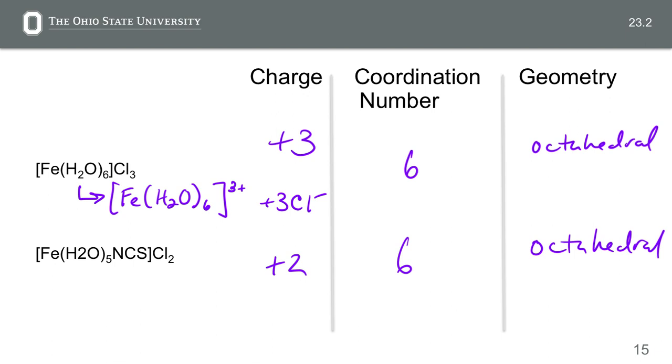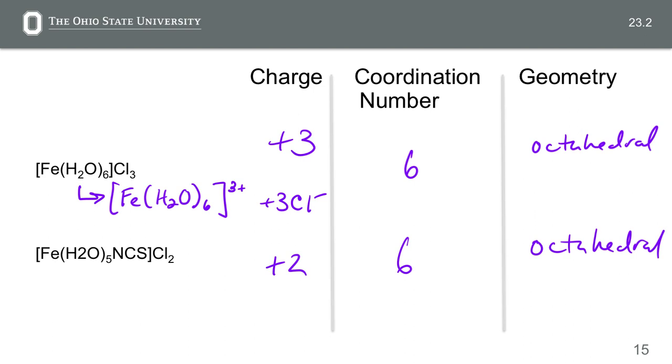Questions on that? Yes? Coordination number in the first one is 6 because there are 6 water molecules bonded to it. Yep. In the bottom one, 5 water molecules plus 1 thiocyanate. Yeah, it's just the number of things bonded to that metal atom inside the brackets.